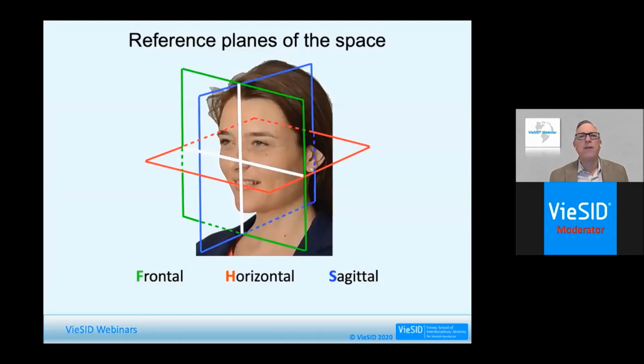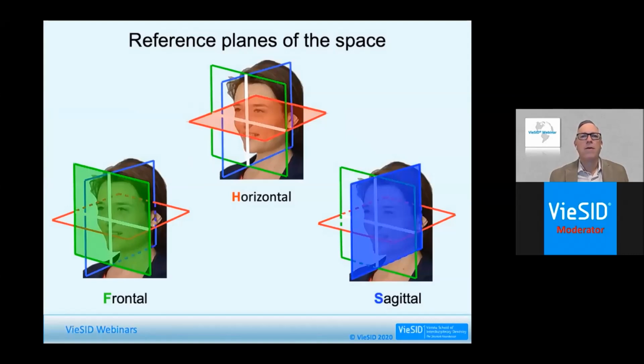Now, as you progress through the VieSID webinars and programs, we'll use reference planes to describe a variety of topics. The reference planes of the head include the horizontal. This is like sectioning the head superior to inferior. The frontal plane, which is like sectioning from front to back. And sagittally along the side. Now keep these photos in mind.